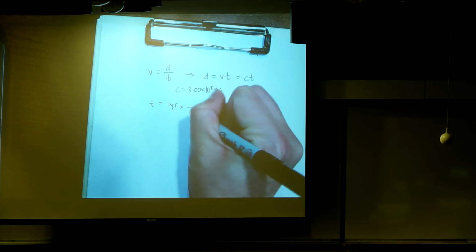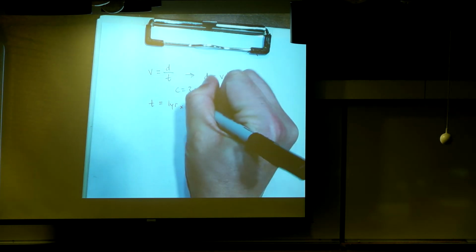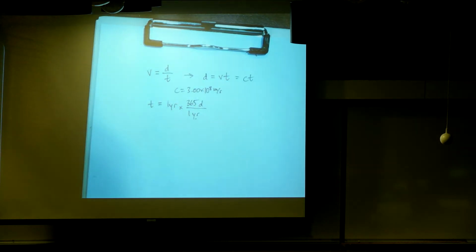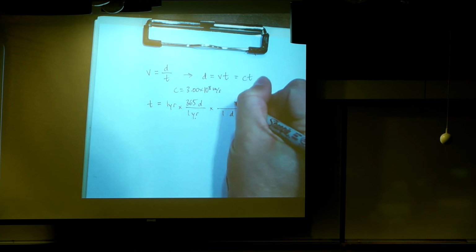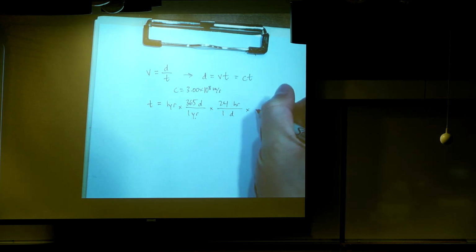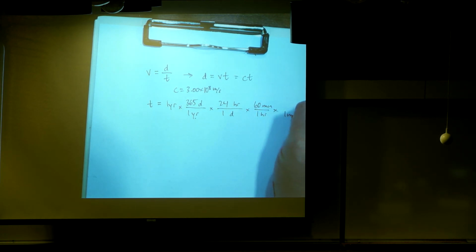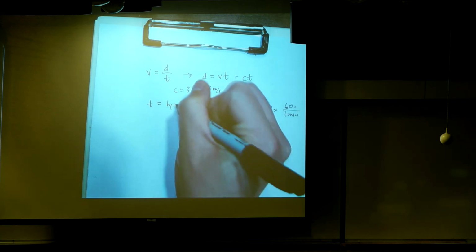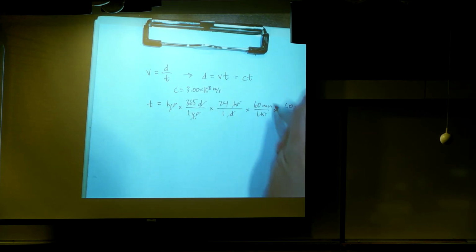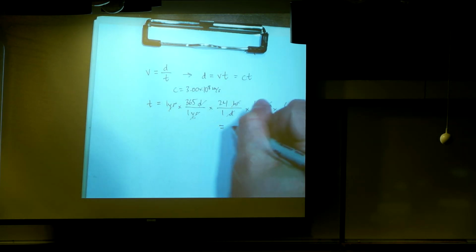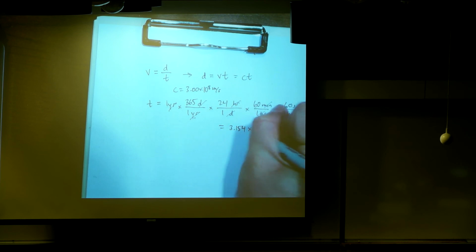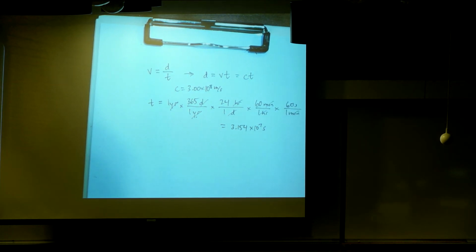How about this? In 1 year, how many days do we have? 365, and then plus a little extra for leap year, but let's just say 365. Okay, in every 1 day, how many hours do we have? 24. Every 1 hour, 60 minutes, right? Every 1 minute, 60 seconds. Years, days, hours, minutes, all cancel and we have seconds. So this is basically how many seconds are in a year. It's 3.154 times 10 to the 7, if you work that out, I think.